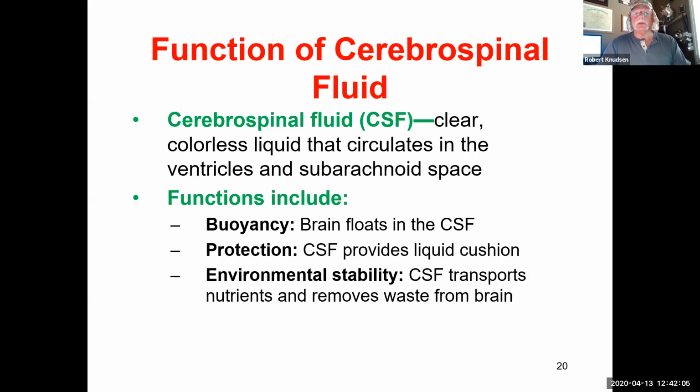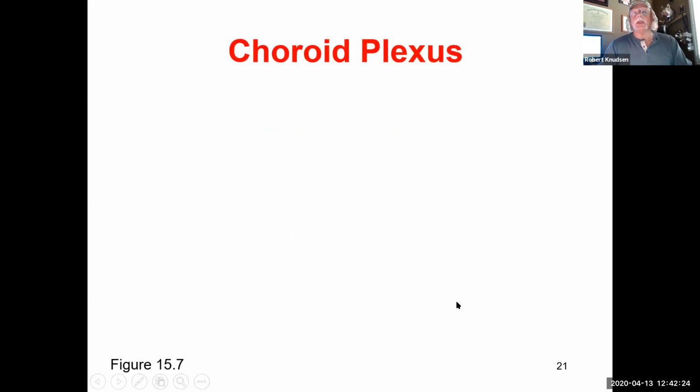Protection, liquid cushion, environmental stability. This is the way your book wrote it. I think that's kind of a stupid statement, but what it's saying is it gives you nutrition and takes away waste, and leaves it stable inside. That's what it means. It transports nutrients and removes waste from the brain. Environmental stability.